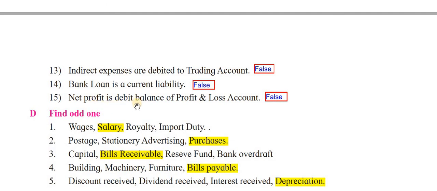Net profit is debit balance of profit and loss account. Definitely not. It's a false statement because net profit is the credit balance of profit and loss account है ना. जब आपका क्रेडिट बैलेंस ज्यादा होता है, जब आपको क्रेडिट बैलेंस मिलता है, तभी ही आप नेट प्रॉफिट दिखा पाते हो ना. So that's why the statement is completely wrong and it is false.